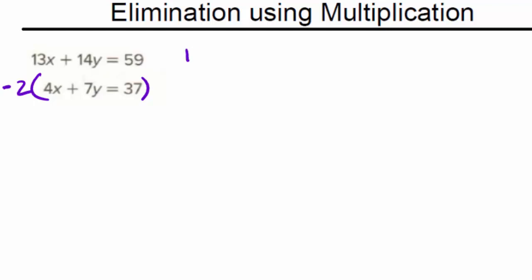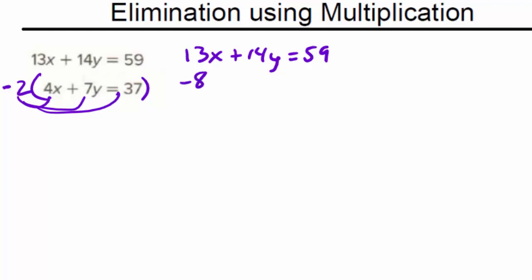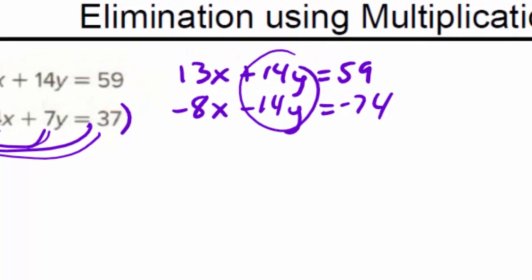So I'm going to bring the 13x over plus 14y equals 59. And then when I distribute this here, I'm going to bring the answer underneath. So -2 times the 4x is going to give me -8x. And the -2 times the 7y is going to give me a -14y. And then the -2 times the 37 is going to give me a -74. Now, since these are opposite signs right here, in order to get them to eliminate or cancel from the problem, I simply just have to add these together.